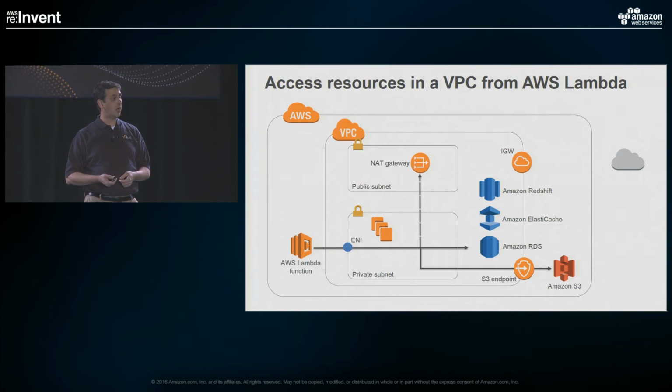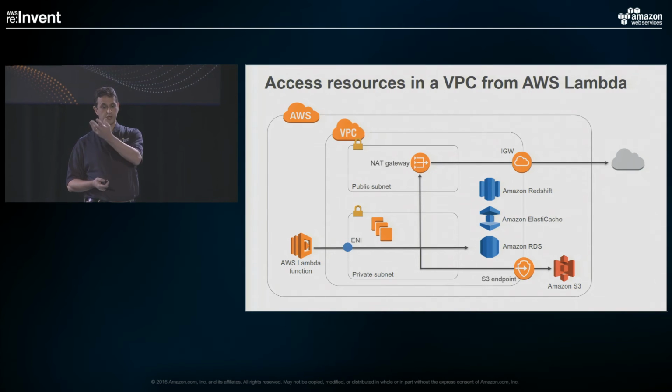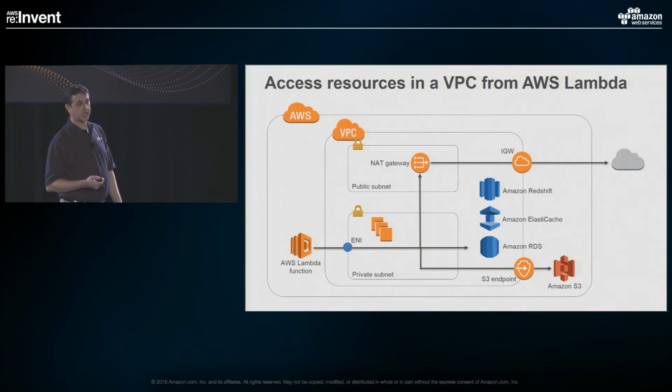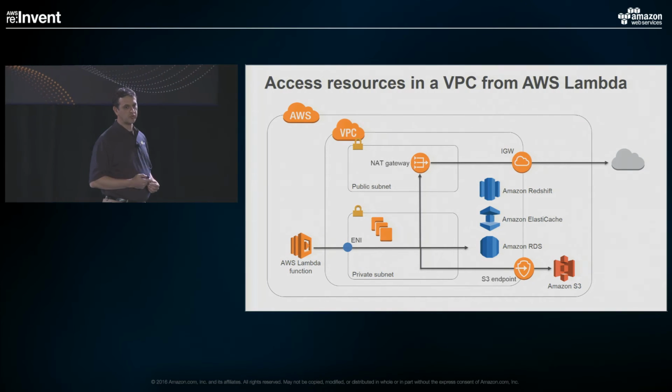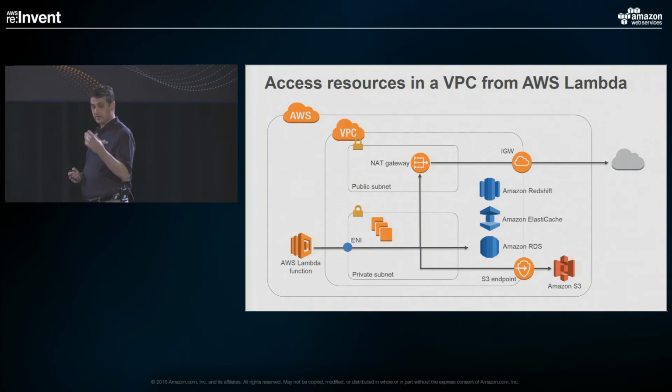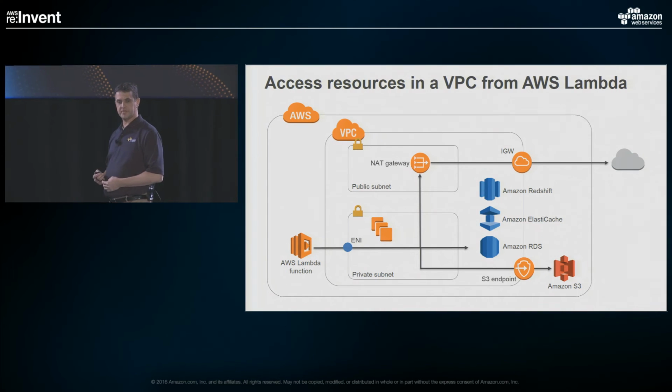And if you do want to have access from the Lambda function to public endpoints or the internet itself, then you can leverage NAT gateway to reach those resources from within Lambda, flowing through your private VPC.